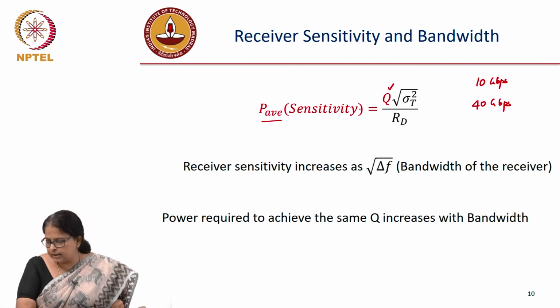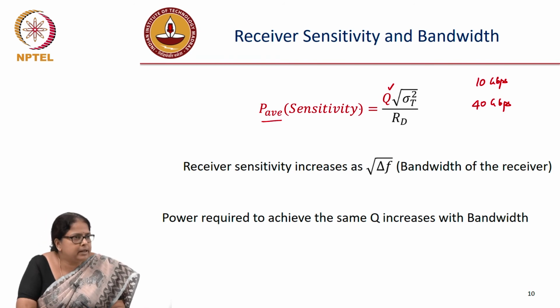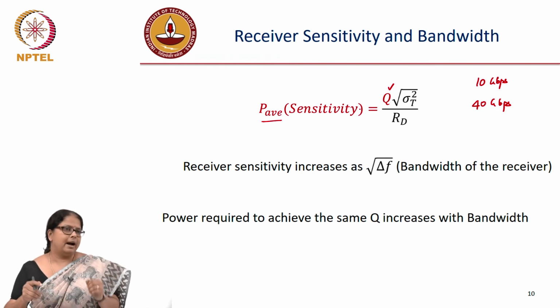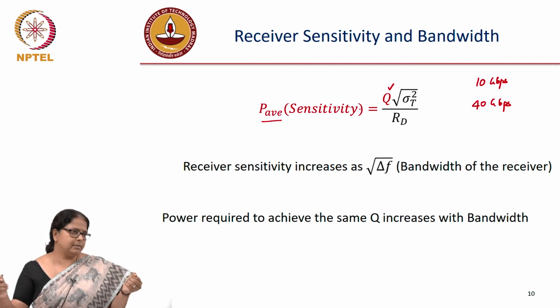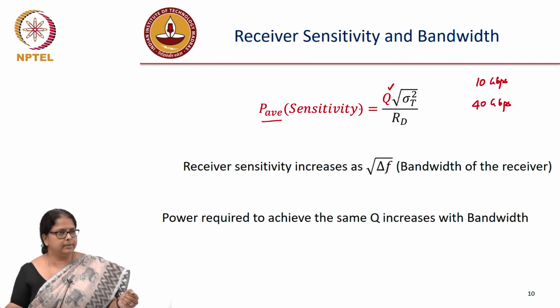So, this is a critical point to be considered when you are trying to upgrade existing links. Some of the links may be working at 2.5 gigabits per second.